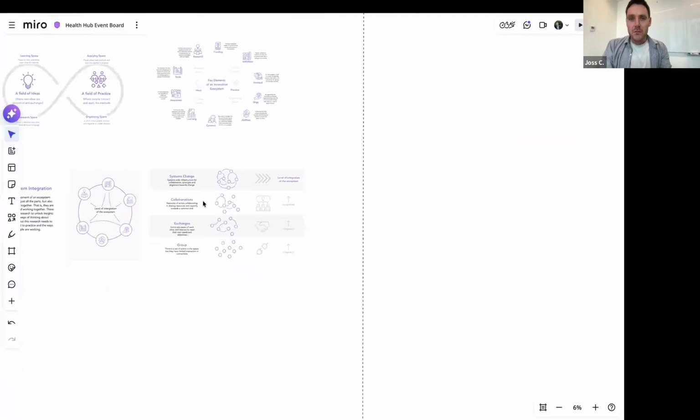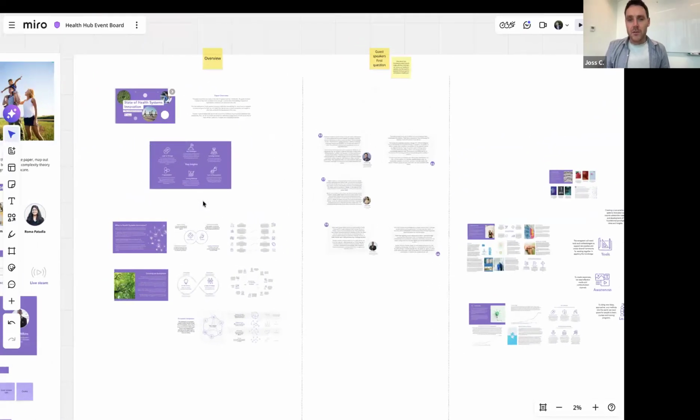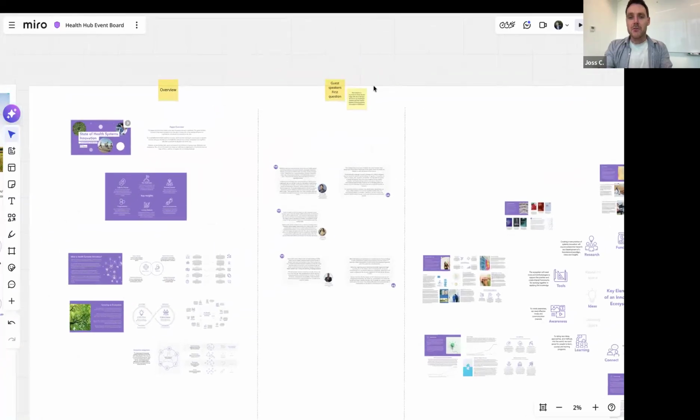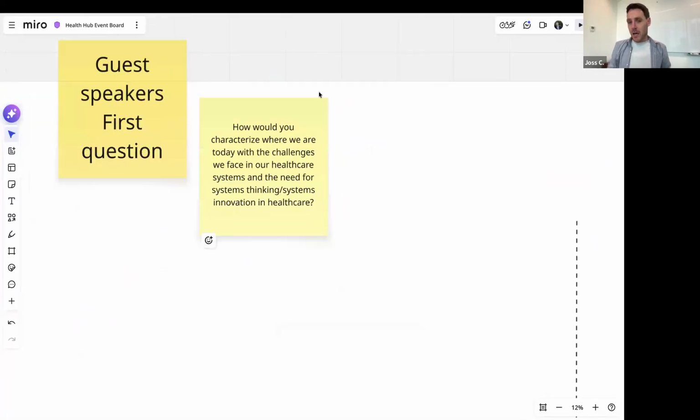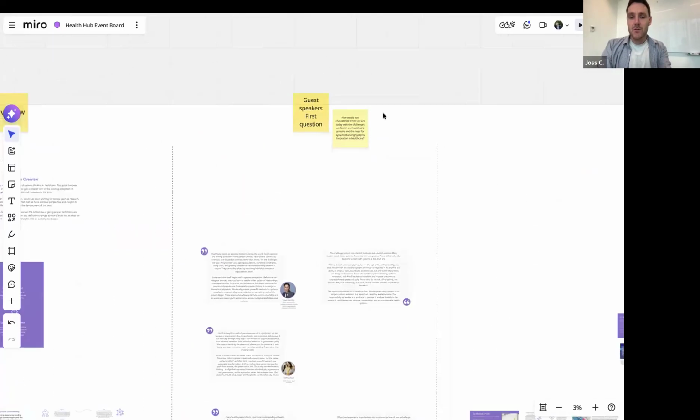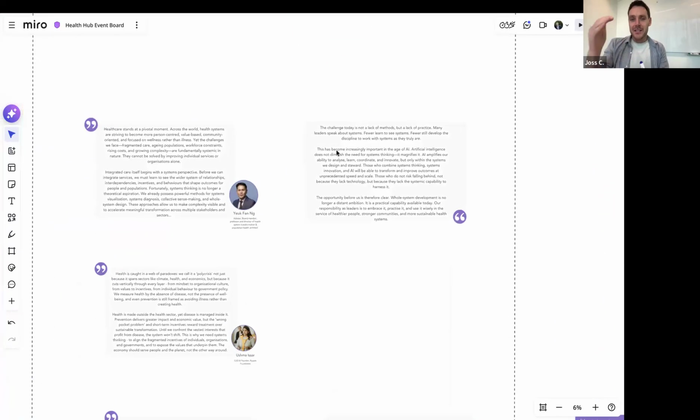So that's just a little bit of starting ideas for you in terms of the headlines, in terms of what we're talking about when we say health systems innovation and what we're evaluating here. But maybe to jump in a little bit from our guest speakers. Our first question is really hearing from them. How would you characterize where we are today with the challenges we face in healthcare systems and the need for systems thinking and systems innovation in healthcare? Maybe I'll start with you, Yuk Feng. You had the starting position in the paper and you wrote this great introduction. So I'd love to hear your thoughts on this. Yeah.